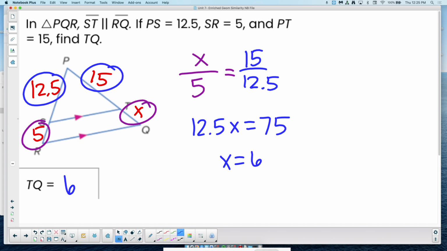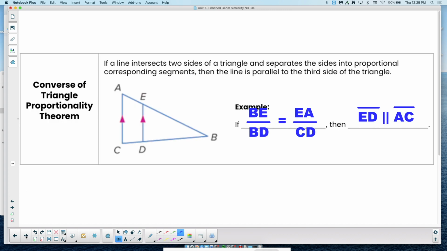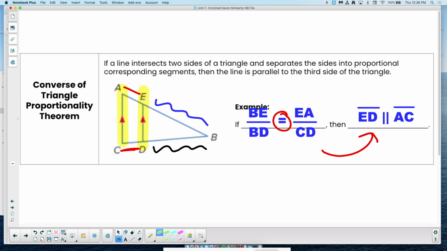Okay, last thing I want to talk about today before we end this little video lesson is just the converse, right? We're just flipping the order of what we just did. This time, we have proportional parts, so they're telling us that BE over BD is the same ratio as EA over CD. If they are equal, then we know we would have parallel lines, or that we would have this parallel line to our third side. That's what it's telling us. If they were not equal, then we would not have parallel lines.